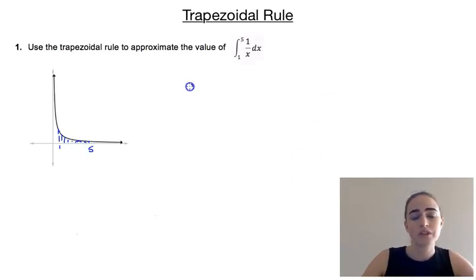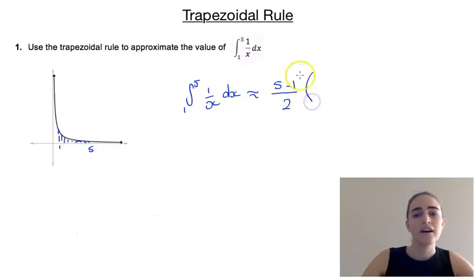Alright, so to do this, we're going to write the integral from 1 to 5 of 1 over x dx is approximately equal to that 5 minus 1, so that's our b minus a, over 2, outside of, now we need our function value when x is equal to 5, and our function value when x is equal to 1.